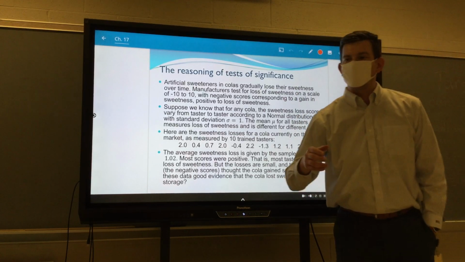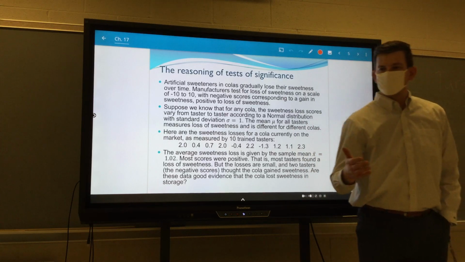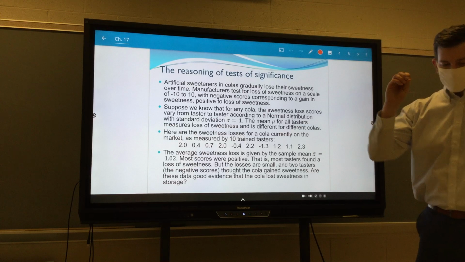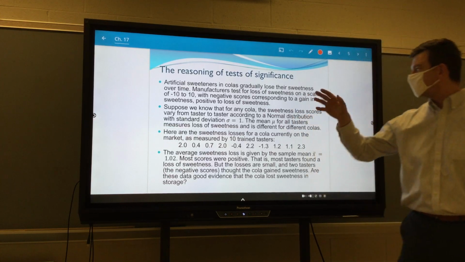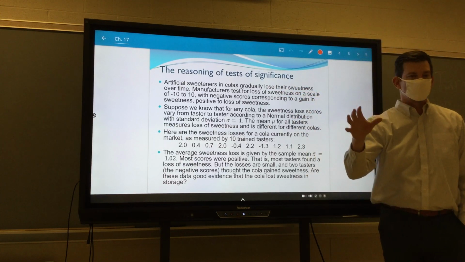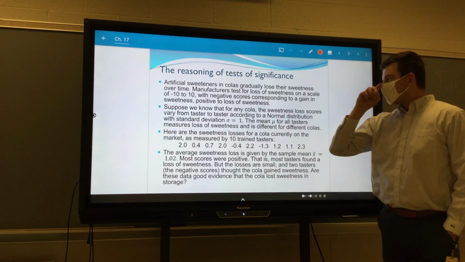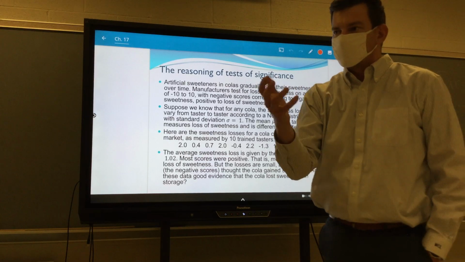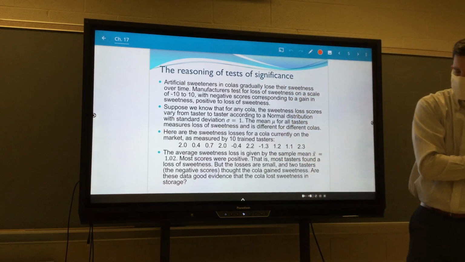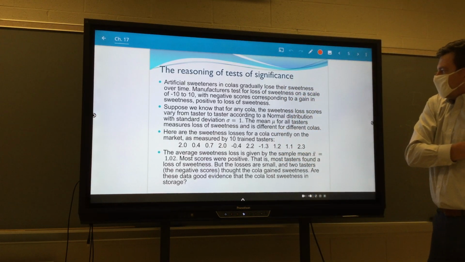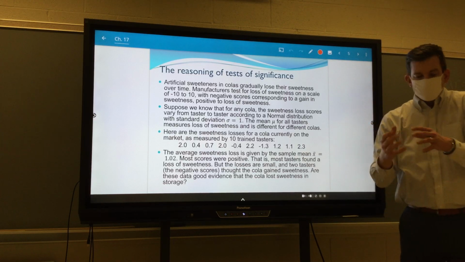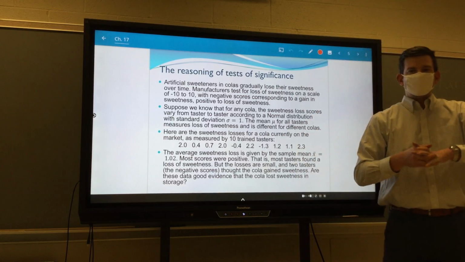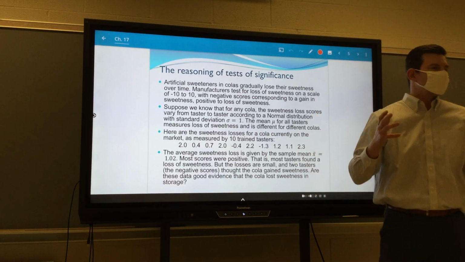Artificial sweeteners that they have in like diet soft drinks, diet colas, things like that. The way they are chemically created, they gradually lose their sweetness over time. Now, manufacturers are trying to improve their recipes and improve the chemical balance of these sweeteners. And they're trying to determine the effectiveness of that process. And people's tastes vary. Okay?